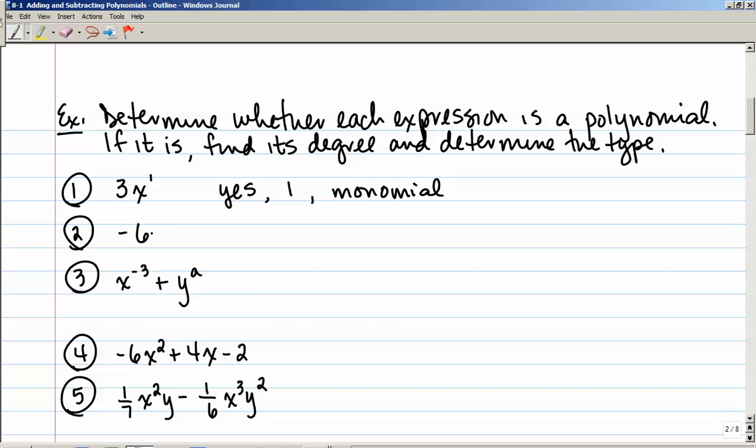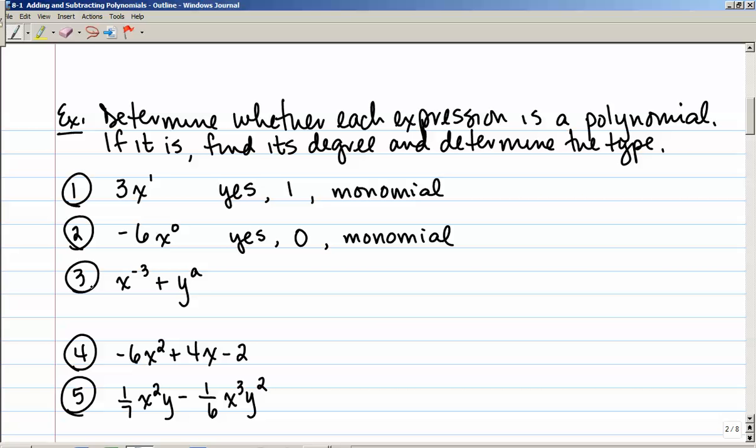Number 2, -6. Well, this is also a monomial, so yes, it qualifies as a polynomial. Its degree is actually 0. It does not have an exponent, but you could put any variable, say for example an x, and raise it to the 0 degree. Remember that anything raised to the power of 0 is just a 1. So in this sense, -6 is a polynomial with a degree of 0. And since there's no plus or minus in this, this is a monomial.